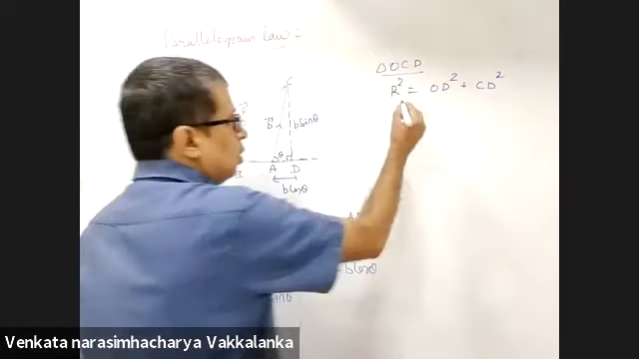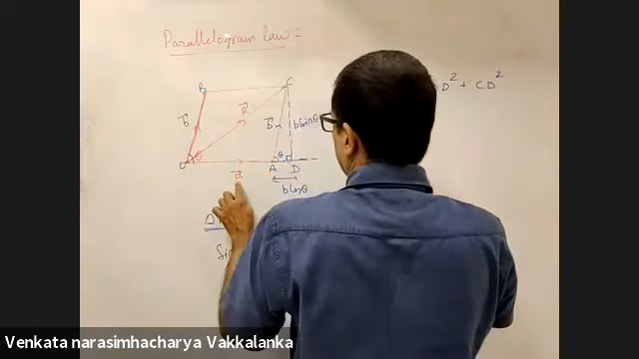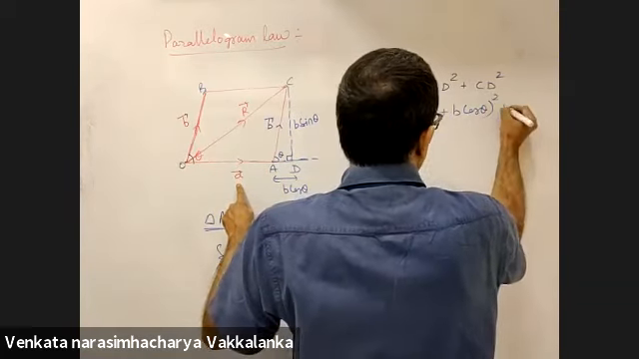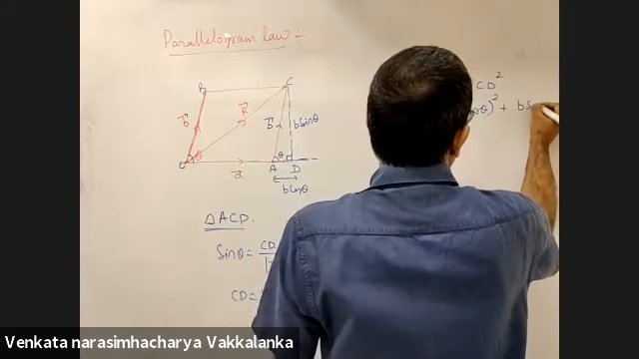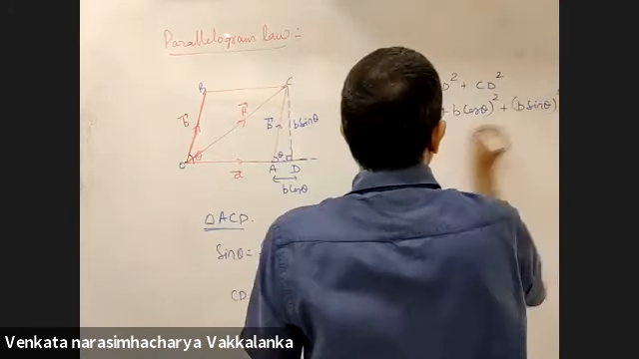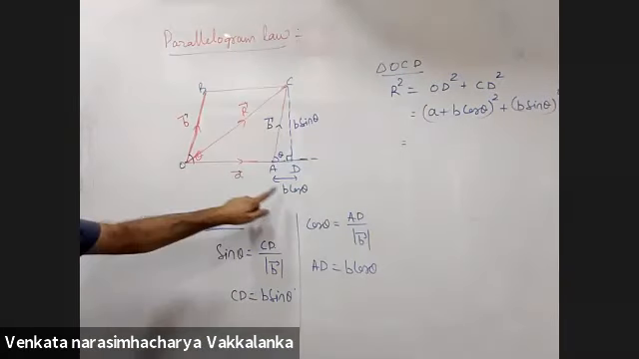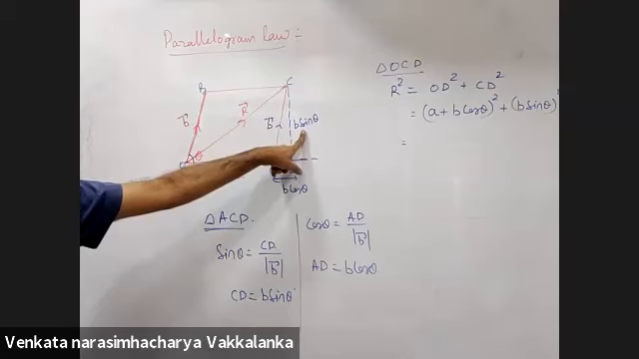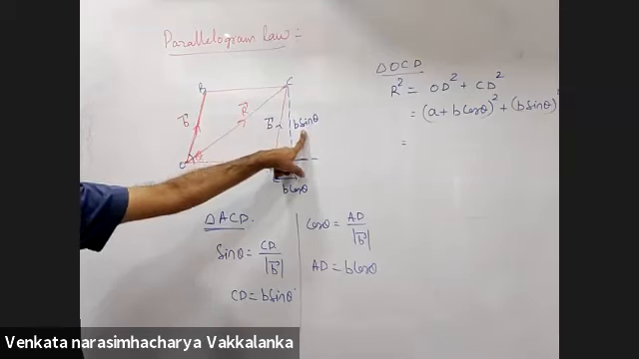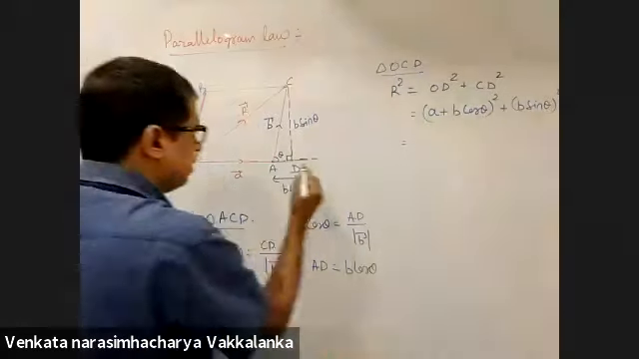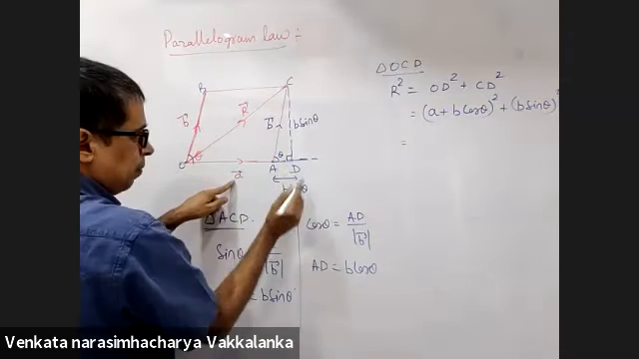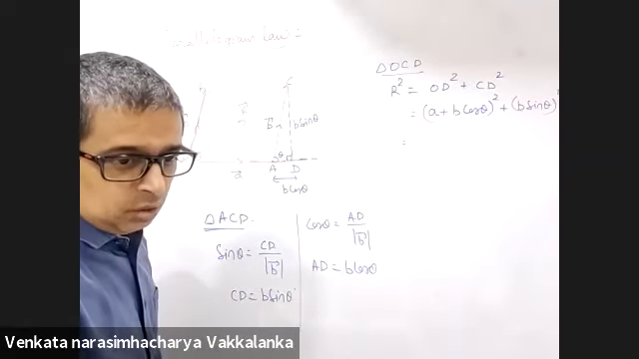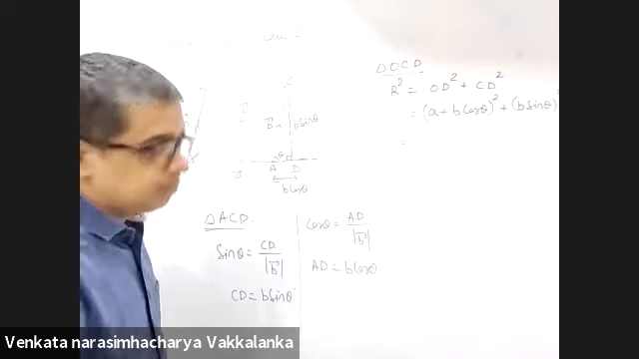OD will be (A plus B cos theta) whole square. CD will be (B sin theta) whole square. So we have (A plus B cos theta) whole square plus (B sin theta) whole square. Right? Yes, sir.